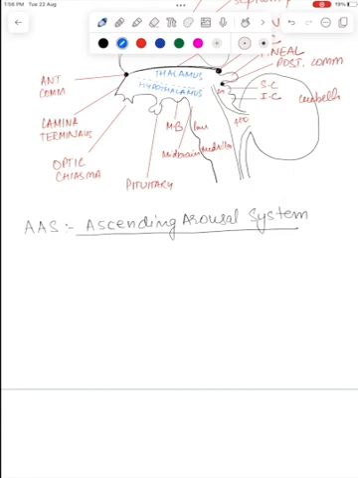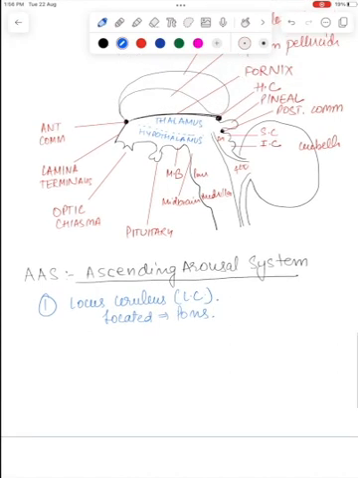first we have the locus ceruleus. Now locus ceruleus, where is it located first of all? It is located in the pons, right? So it is located somewhere around here.